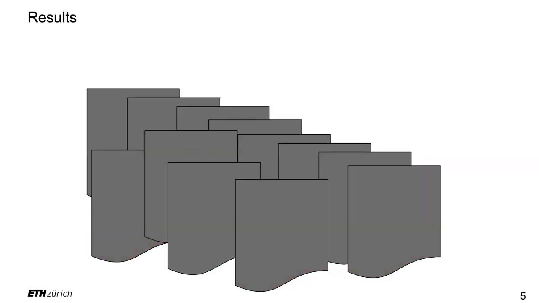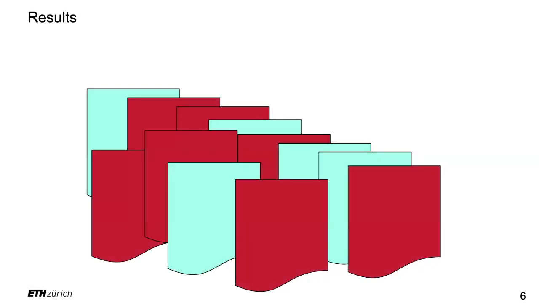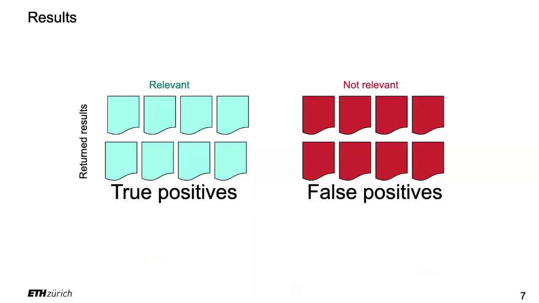So let's look first at the documents that are actually returned. And I'm going to classify them as relevant or non-relevant. So in the light green, you have the ones that are relevant. In the dark red, you have those that are not relevant. And we have a name for this. We call all of these returned results the positives. The true positives are the positives that are relevant to the user. So then the system got it right.